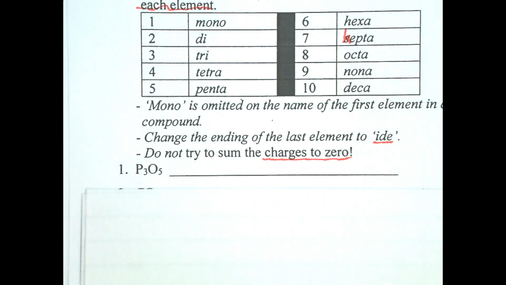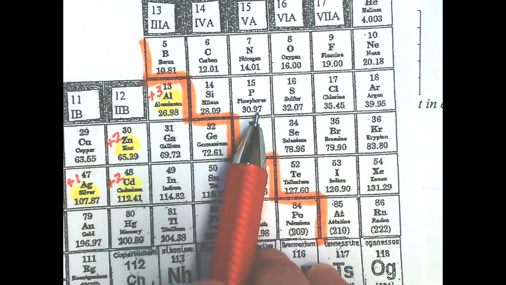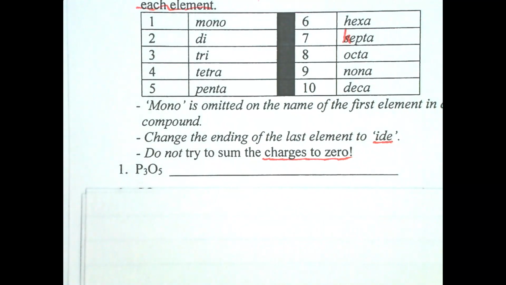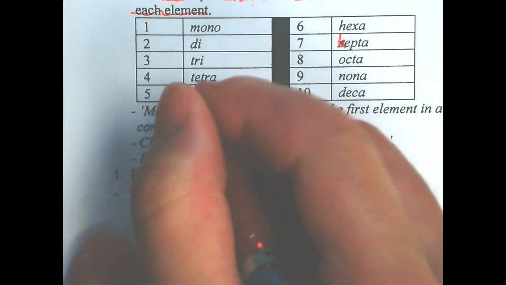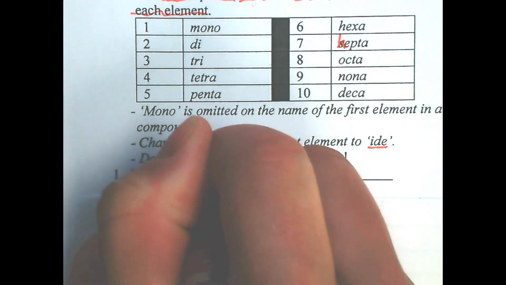So if we try to name this first example, P3O5, we look for the first element, and when we decide that the first element is a nonmetal, the second one is going to be a nonmetal for sure. So we know that we have 2 nonmetals, so we're going to use Greek prefixes and tell how many of each we have. So the first word we do not change at all except to add the prefix. So it's going to be triphosphorus.